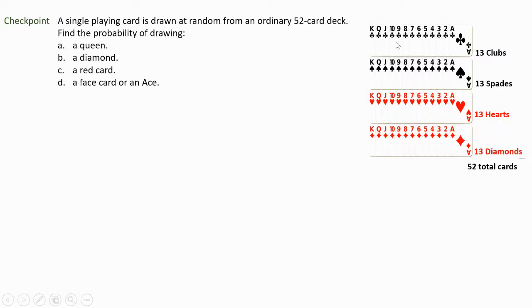Okay, now if you notice, these are called suits. The clubs is called a suit, the suit of clubs, the suit of spades, and so forth. So there are 13 cards for each suit. There are 26 black and 26 red.